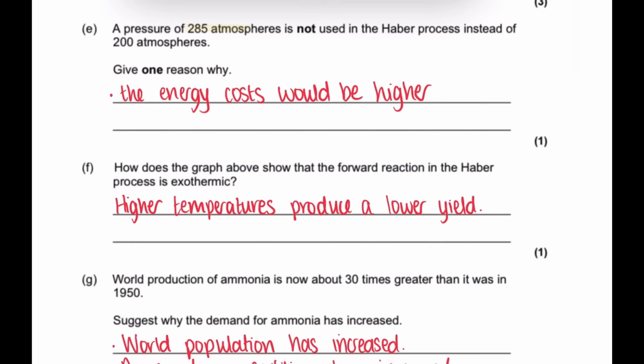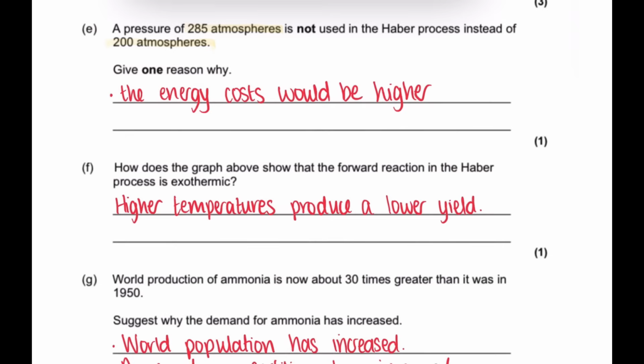A pressure of 285 atmosphere is not used in the Haber process instead of 200 atmosphere. Give a reason why. There are multiple reasons, and this is that the energy cost will be higher. Never say it will be expensive. You have to justify why it's expensive. So in this case, it is the energy cost. We also say that the equipment that we would need will be much stronger. It's also more expensive to maintain and to build in the beginning. And also higher pressures can be much more dangerous for the people that are working around it, and this is because there is a risk of explosion.